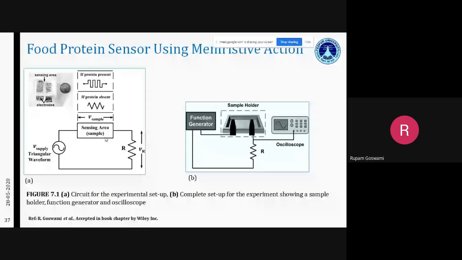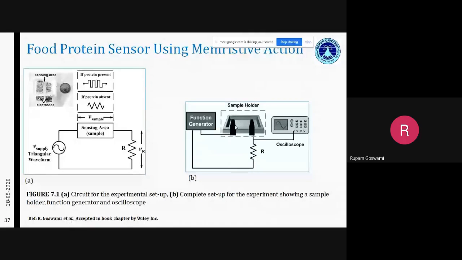And we used a function generator to generate an AC waveform or a time varying waveform, because for memristors, if you want to see the hysteresis, a time varying waveform is required because you need to sweep up and sweep down particular voltage points. So therefore, we connected one end of the sample to the function generator and the other end to the oscilloscope.